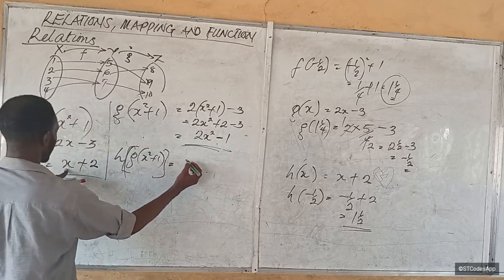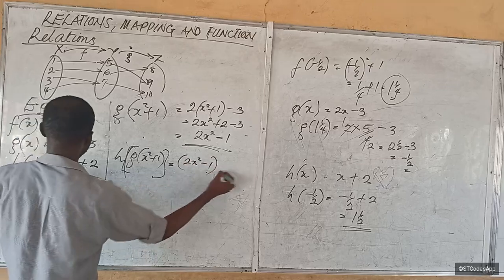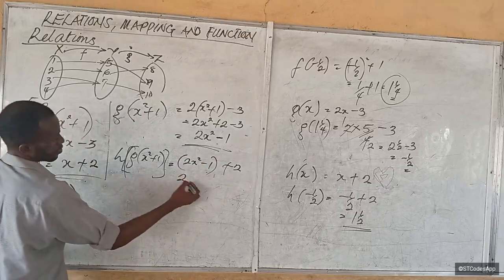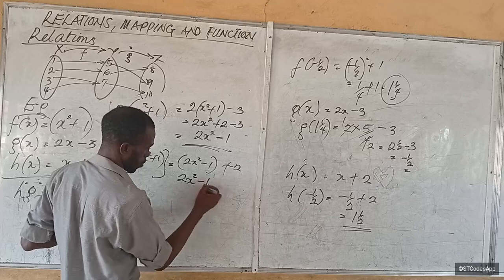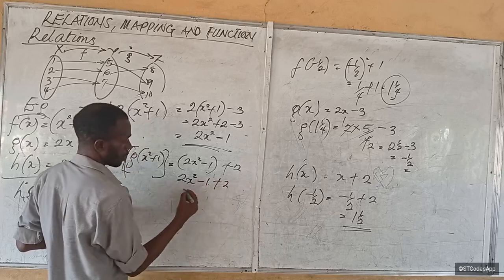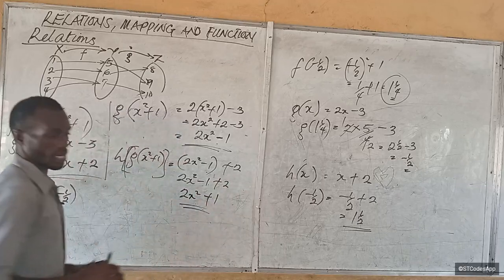H is x plus 2, right? So that will become 2x squared minus 1 plus 2. This becomes 2x squared minus 3 minus 1 plus 2. This will become plus 1, right? 2x squared plus 1. Is this clear?